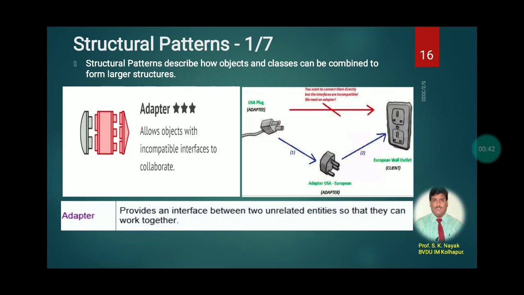In structural design patterns we have 7 design patterns, and as we know, structural design patterns describe how objects and classes can be combined to form a large structure. Depending on different types of objects and classes, they are combined, linked together and framed into a structure. All these 7 design patterns indicate the designs with respect to the structural part.